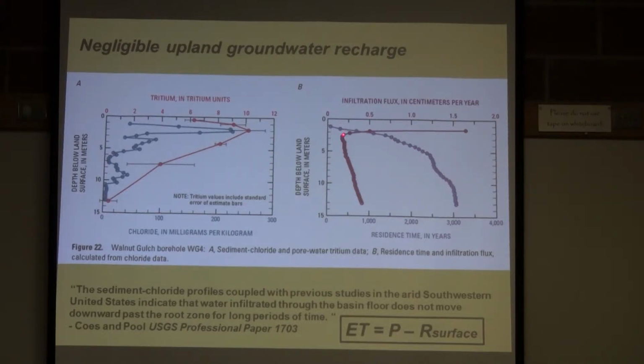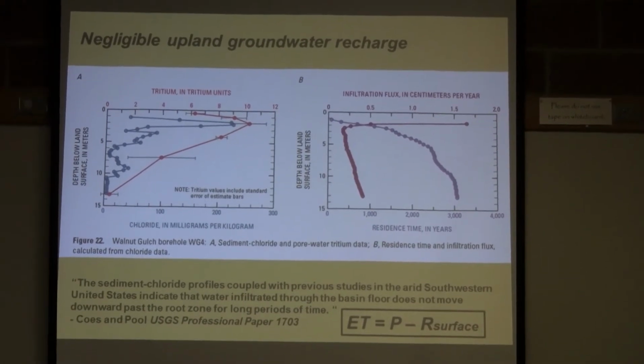So by the time you get to about 1 meter deep or so, the estimates of long-term recharge are less than 0.5 centimeters per year. Very, very negligible amount. And they did this both at our grassland sites and at our shrubland sites in Walnut Gulch.